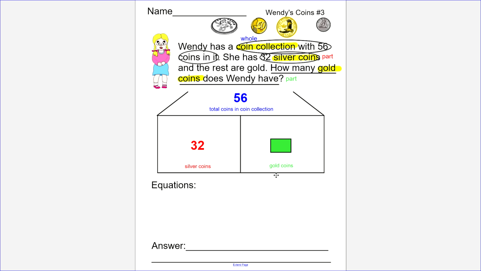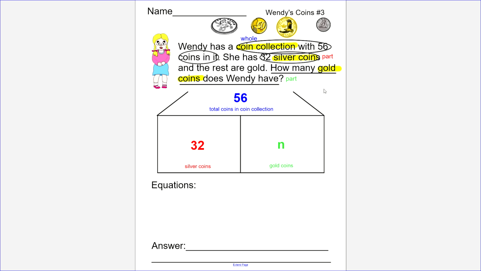Finally, think about how many gold coins Wendy has. Look at the story problem. How many gold coins does Wendy have? You're right. We don't know how many gold coins Wendy has. The question is asking us to find how many gold coins Wendy has. So we will use N to represent the unknown in this problem, N gold coins.